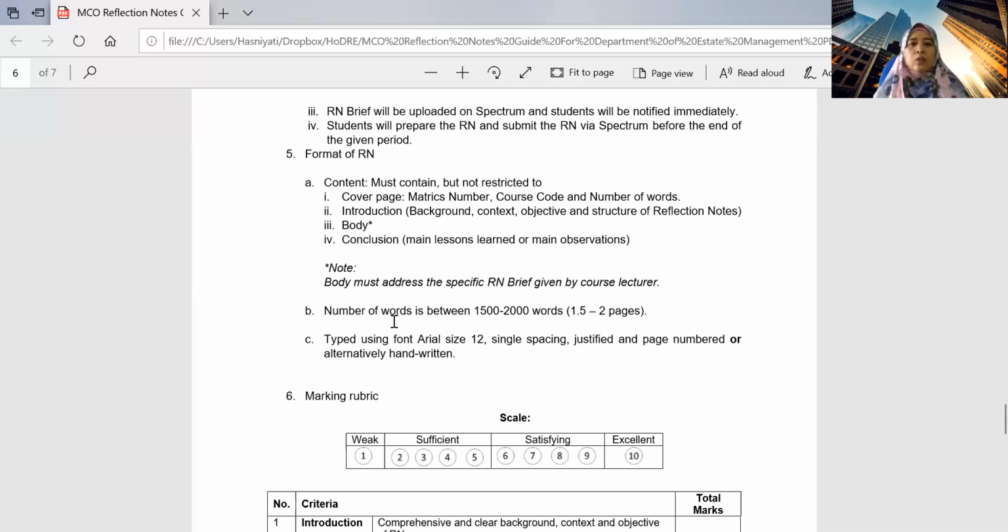For both ways, if you decide to handwrite, what you do is take a photo of your note and then submit the picture on Spectrum.